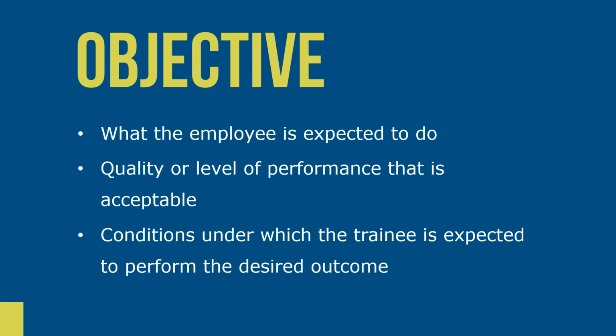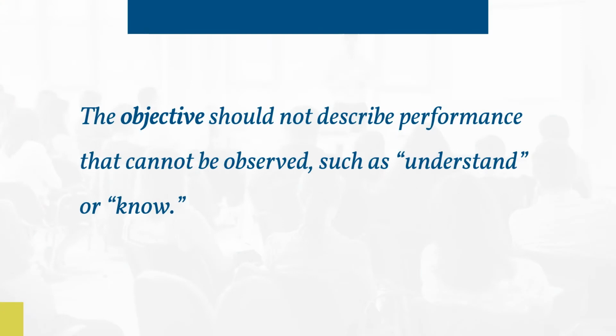A training objective has three components: a statement of what the employee is expected to do, a performance outcome; a statement of the quality or level of performance that is acceptable, the criterion; and a statement of the conditions under which the trainee is expected to perform the desired outcome, known as the conditions. The objective should not describe performance that cannot be observed, such as understand or know.